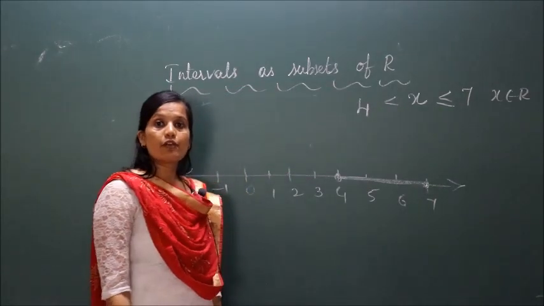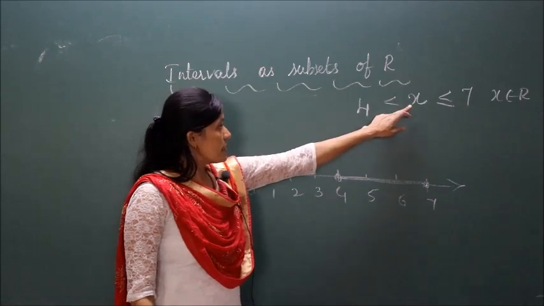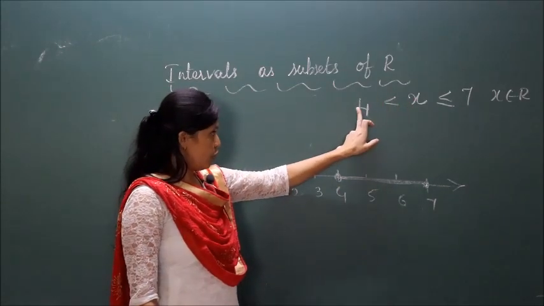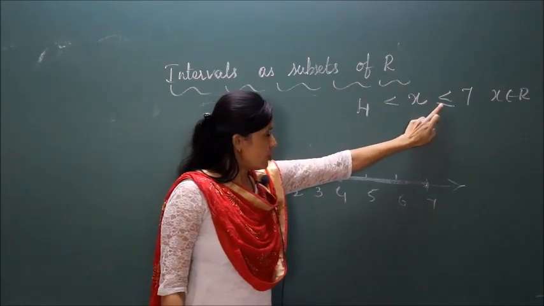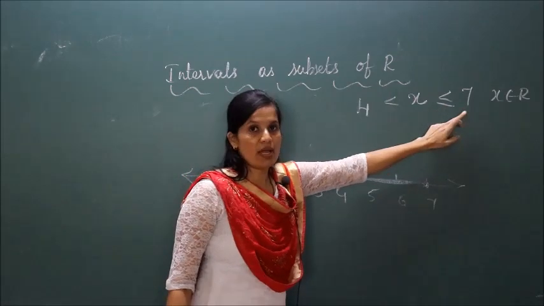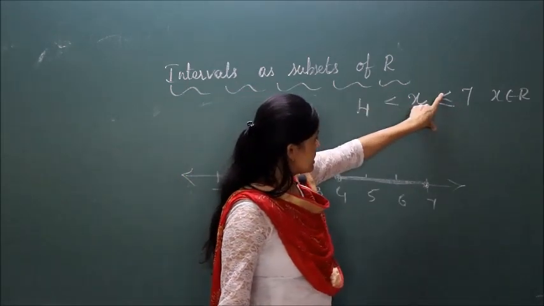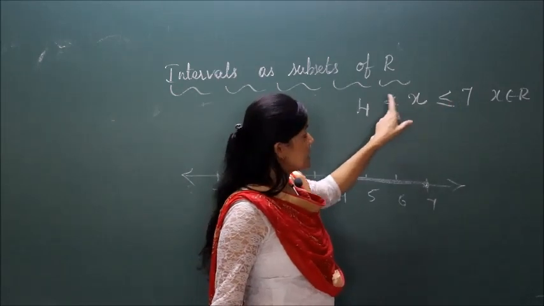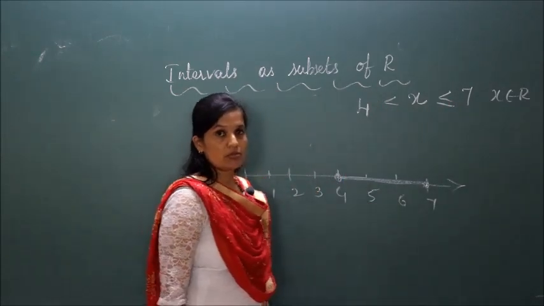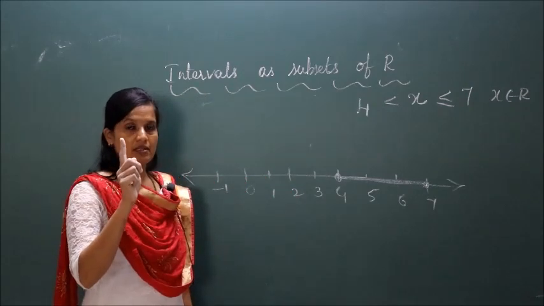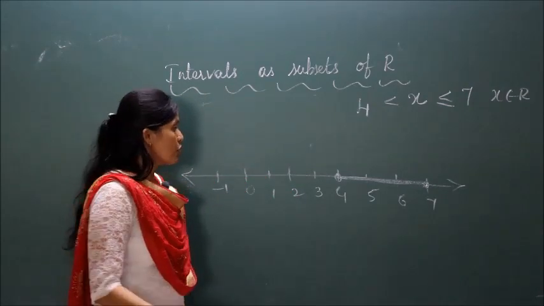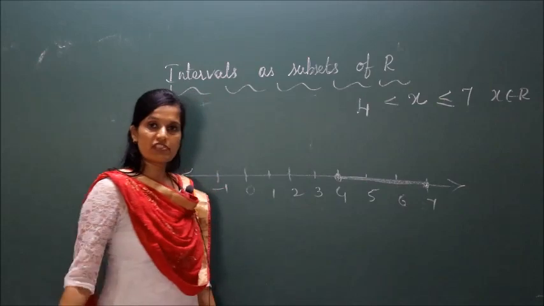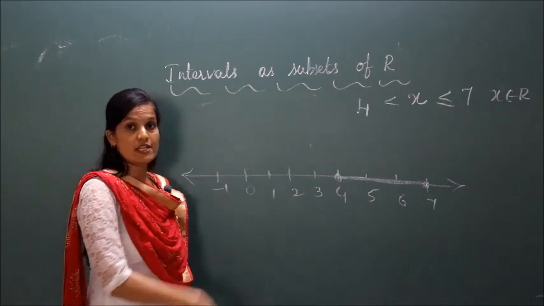Now suppose x is greater than 4, less than or equal to 7. This is how I am going to read it. X is greater than 4, less than or equal to 7. 4 is not there in the set. Greater than 4. So which number is greater than 4? X belongs to the set of real numbers.